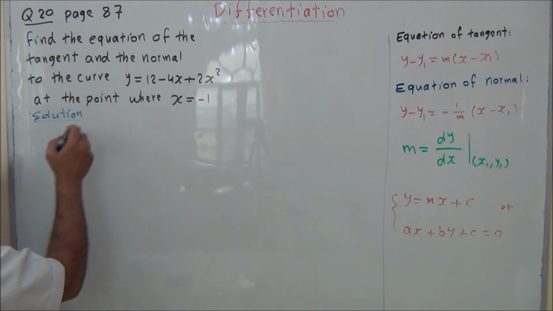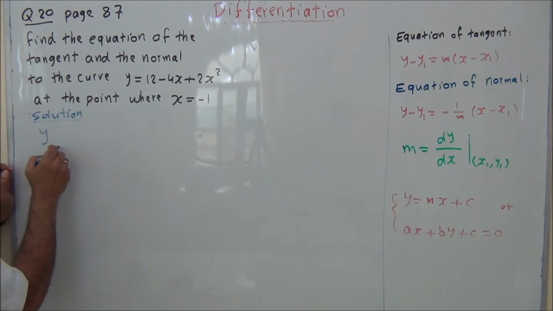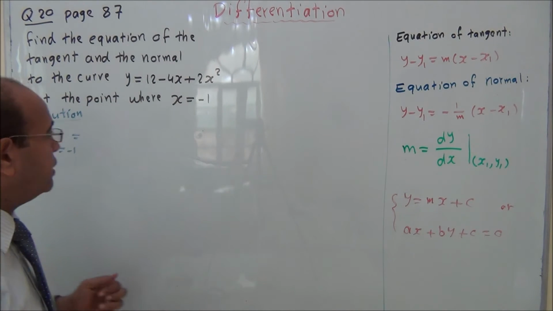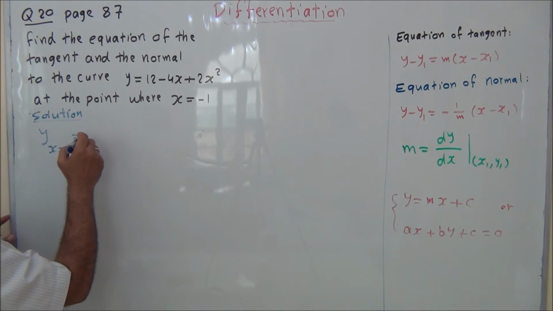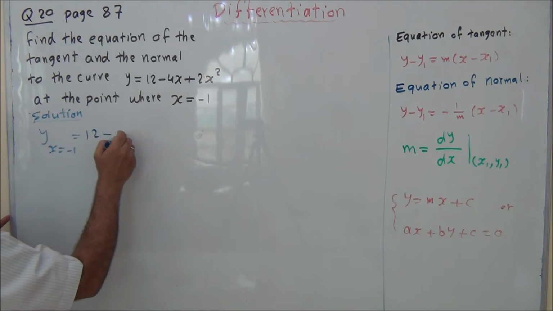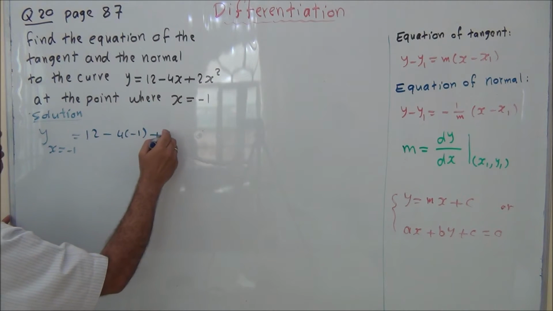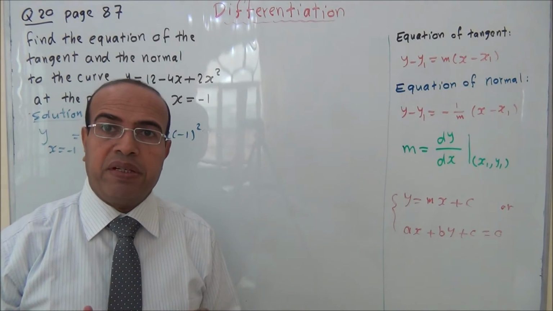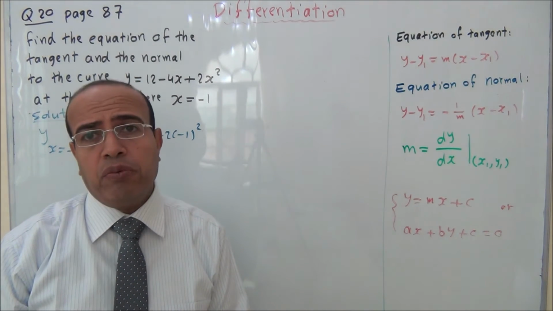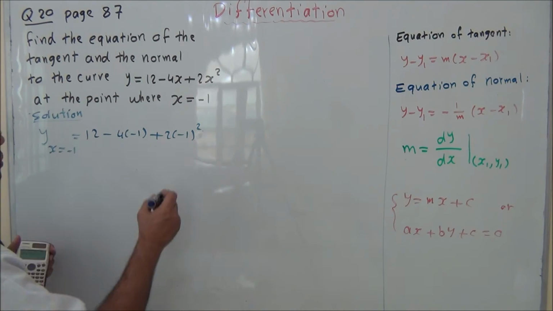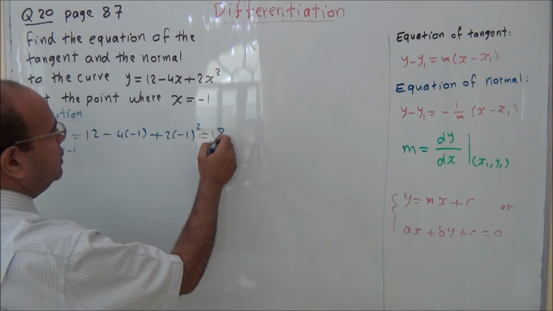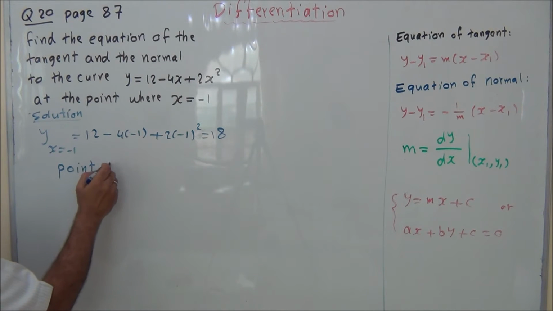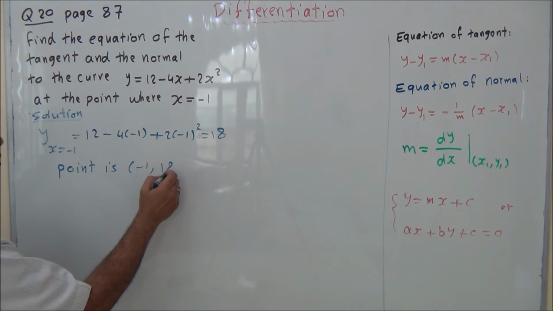Start from this point. Y when x equals negative 1. What we do, replace x by negative 1 in the equation of the curve. So it's 12 minus 4 times (negative 1) plus 2 times (negative 1) squared. Take care. If the number is negative, put it in brackets. Now we use the calculator to calculate this value. So the value of y is 18. So the point now as an ordered pair is negative 1 and 18.